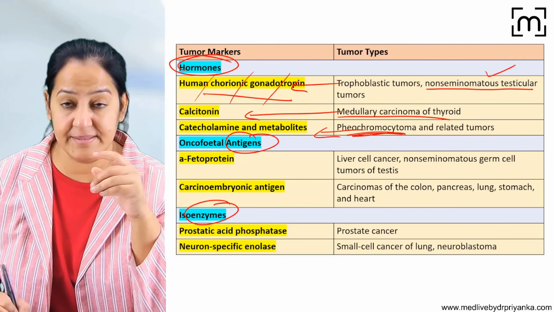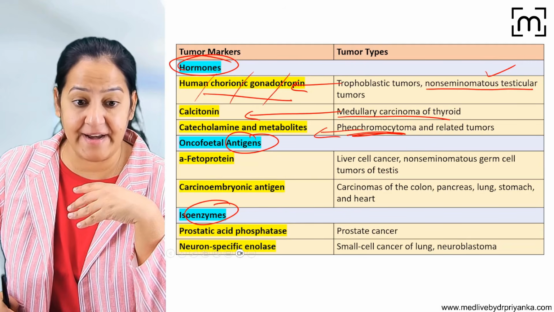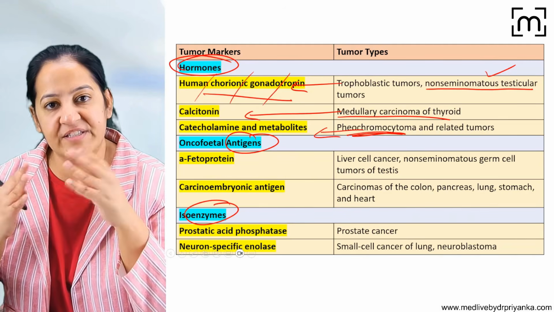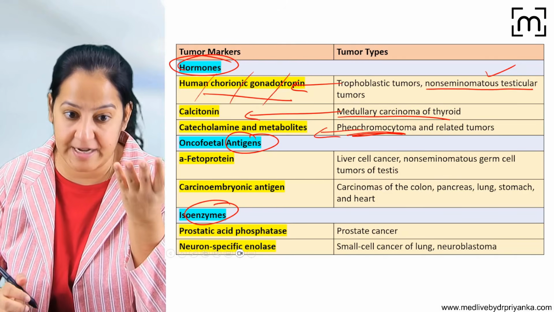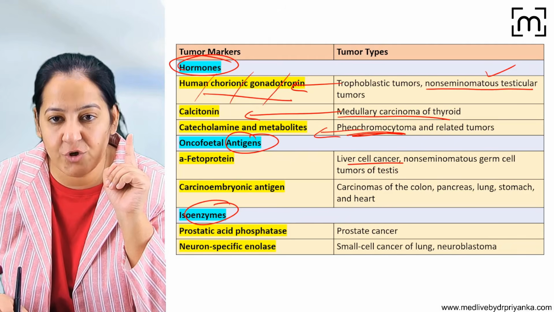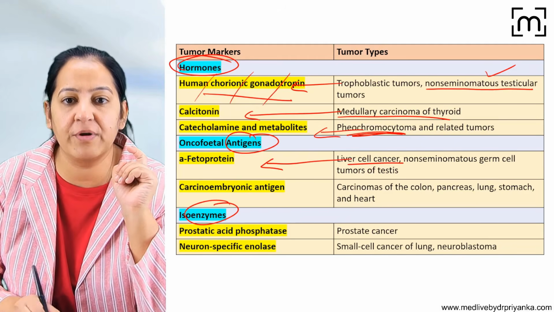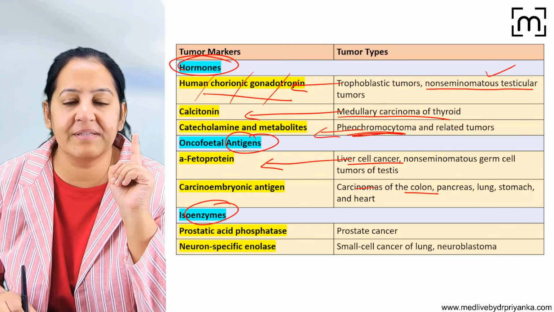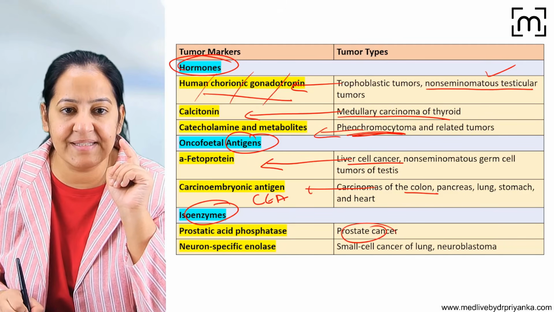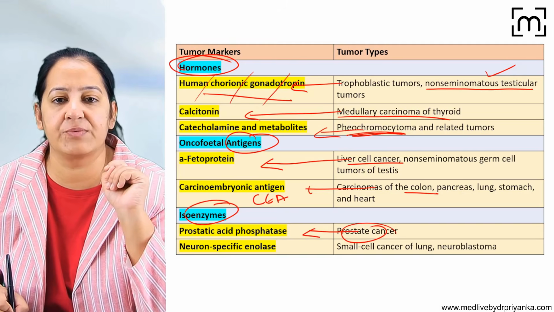So if there is an adrenal tumor, adrenal medulla tumor on the CT or MRI, I am suspecting pheo. So I will check the blood level. In the blood, if catecholamines are elevated, my diagnosis is correct. In the same way, liver tumor secretes alpha fetoprotein. Cancer of colon secretes carcinoembryonic antigen, CEA. Prostate cancer secretes prostatic acid phosphatase.